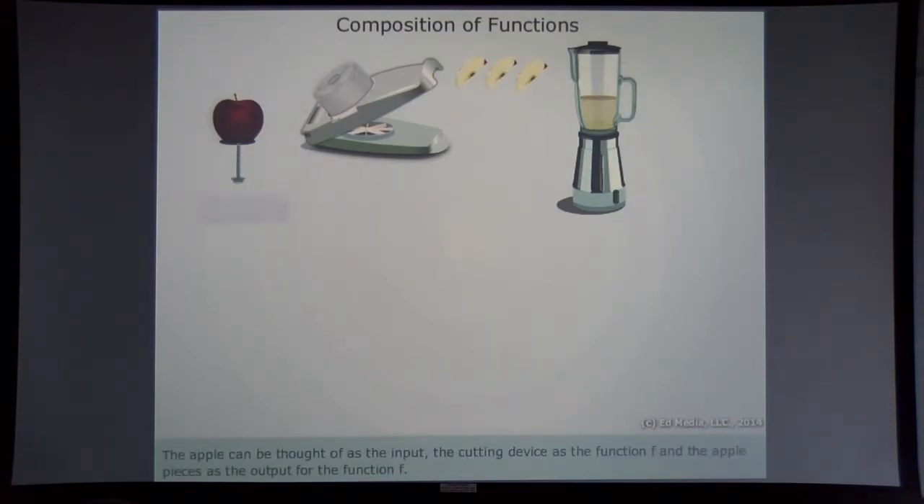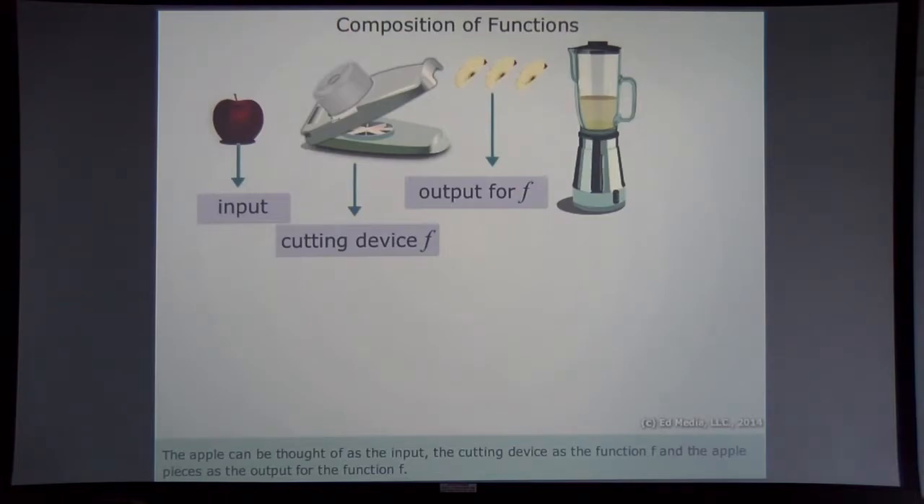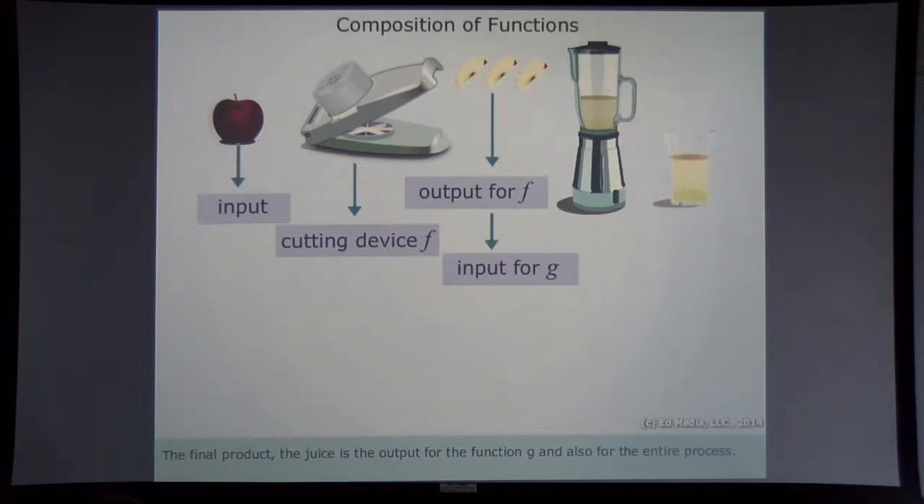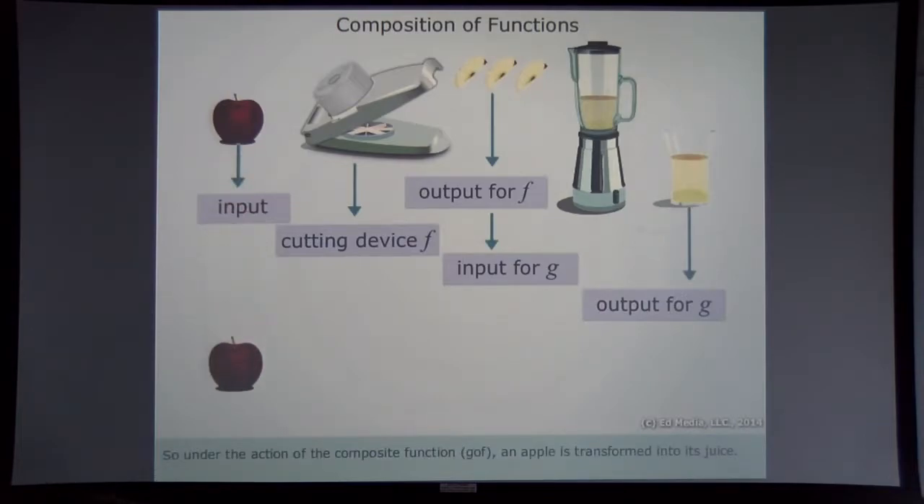The apple can be thought of as the input, the cutting device as the function f, and the apple pieces as the output for the function f. Now, these same apple pieces become the input for the mixer, which we'll call function g. The final product, the juice, is the output for the function g, and also for the entire process. So, under the action of the composite function g composition f, an apple is transformed into its juice.